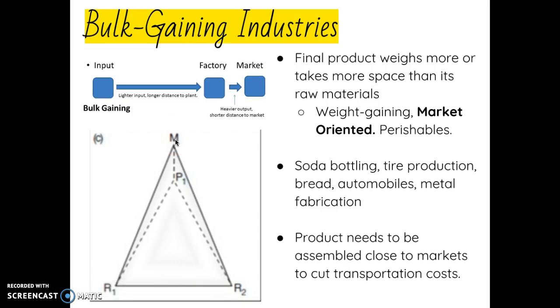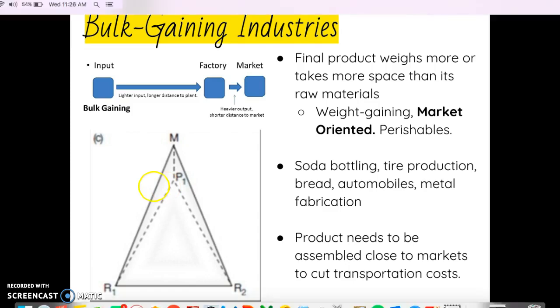Something else to think about too is perishable products, right? These companies must be located near the market as well, their production facilities, to assure freshness. So things like milk bottling and bakeries.